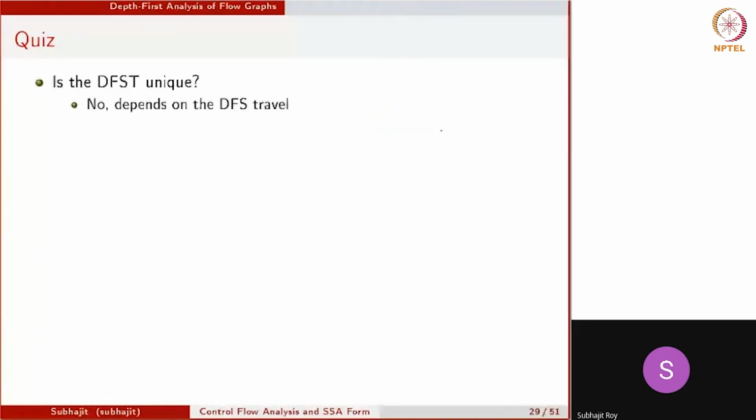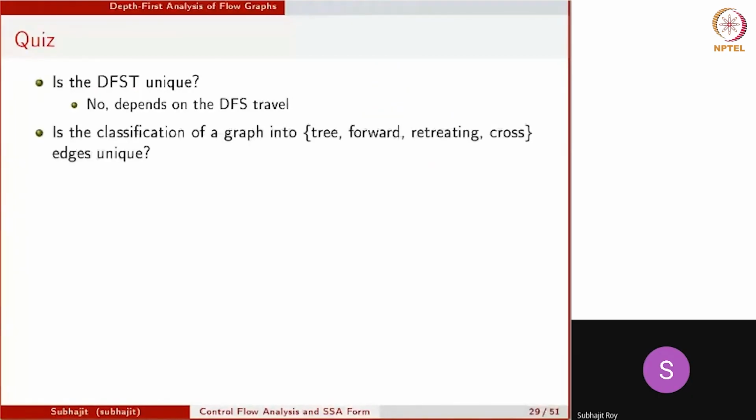It depends on the traversal. So is the classification of edges into tree, forward, retreating and cross edges unique? Again, it is not unique. If the DFS tree is not unique, then how can they be unique? That we again saw in the previous example. Right. Now the question is, are back edges uniquely determined?